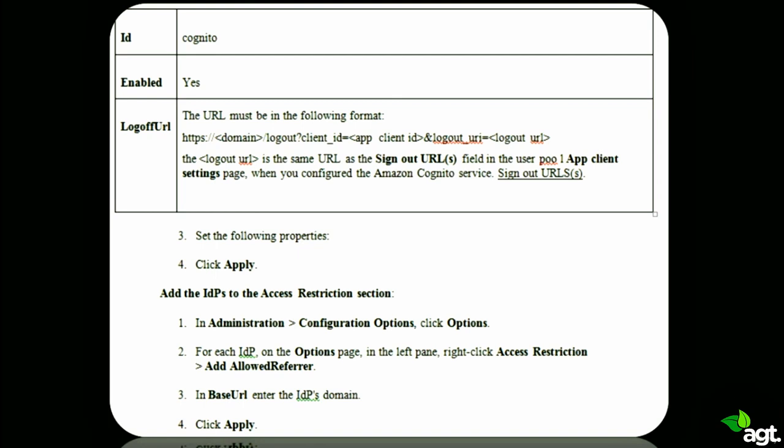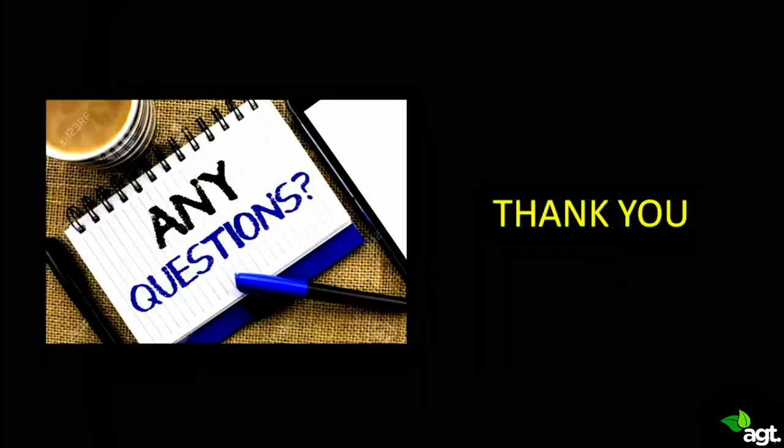So this is your dashboard process, and add the IDPs to the access restriction section. You will be in administration mode, go to the configuration options and click options. The second step, for each IDP on the options page in the left pane, right click access restriction and go to add allowed referral. The third step, in base URL enter the IDP's domain, and the fourth one is click apply.